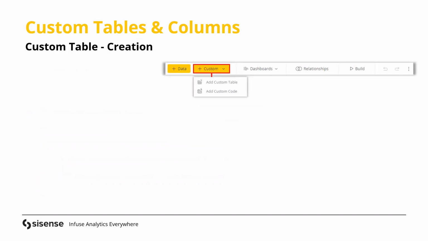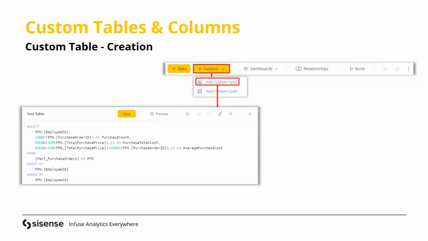To create a custom table, click the plus custom button at the top ribbon of the data model. Choose the Add Custom Table menu option. Next, compose your SQL query and save it. Note, the menu also shows the new Custom Code button, which allows creating custom code to generate data. The custom code topic is covered by the dedicated module.